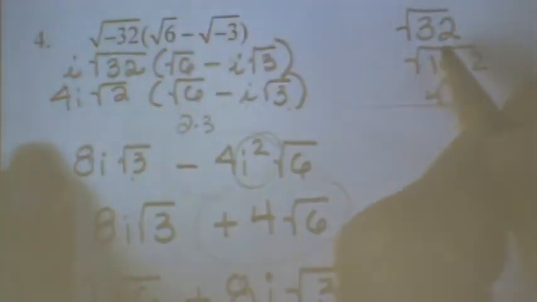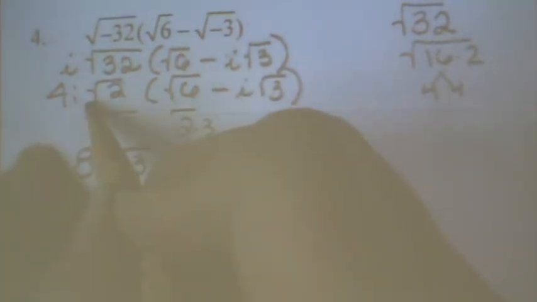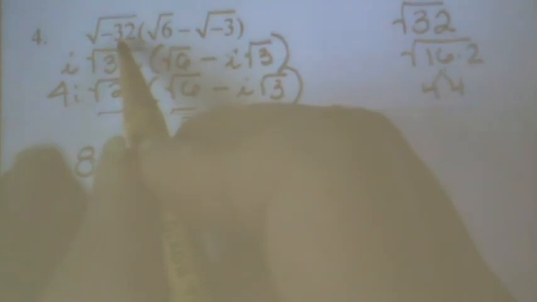Yes, where did the 8i root 3 come from? Right here. Okay, this right here, I took out the negative. That's the i. And then you have root 32. Well, 32 is 16 times 2, and 16 is 4 times 4. So root 32 is 4 root 2. 4 root 2i. So in other words, negative root 32 is really 4i root 2.